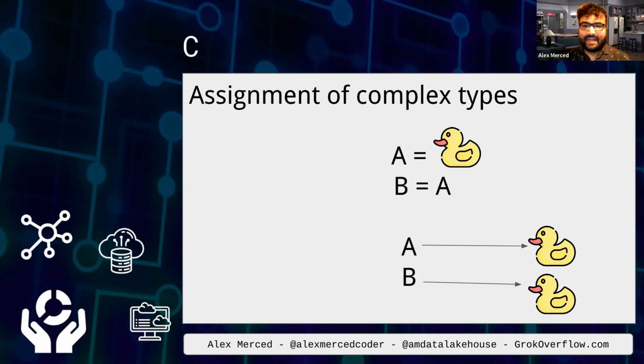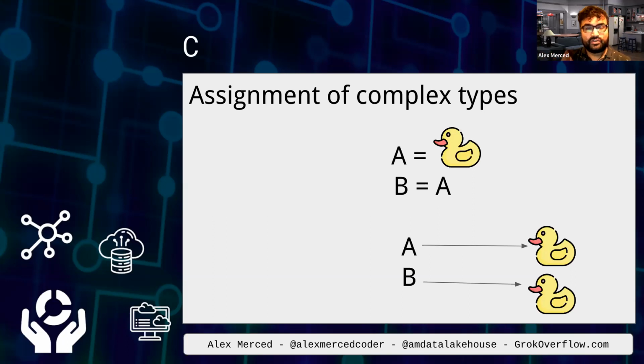What happens if I say A equals a new duck? So I say A equals a whole new duck object, and then I create another variable B and say it's equal to A. How does C treat that? It depends on the language you're using. In C, it's actually going to make a copy. So if I had a duck struct and I do B equals A, I'm just going to have two identical copies of that struct.